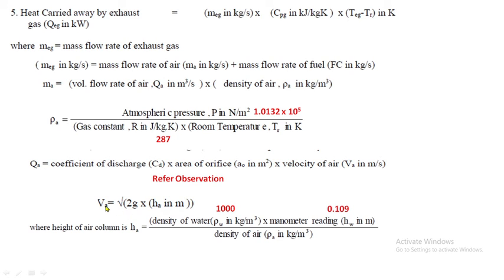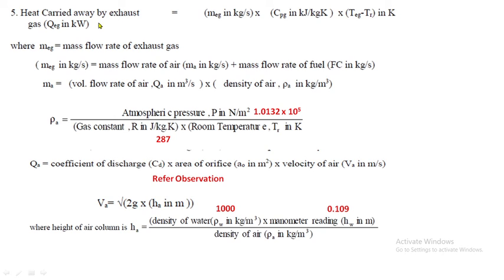After finding the velocity of air, go to volume flow rate. Here we now know the velocity of air. With the area of orifice and coefficient of discharge also known, I can complete Qa. If I complete Qa, I can calculate the mass flow rate of air. Already we know the mass flow rate of fuel. By adding both, finally we can get the mass flow rate of exhaust gas. Now all the data are known to us.